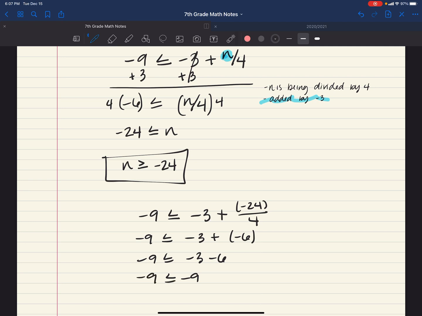And is -9 less than or equal to -9? The answer is yes. So n has to be greater than or equal to -24, meaning to the right of -24 on the number line.